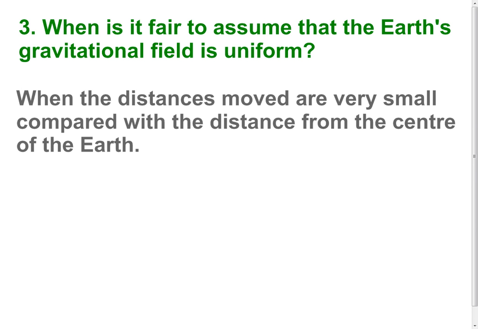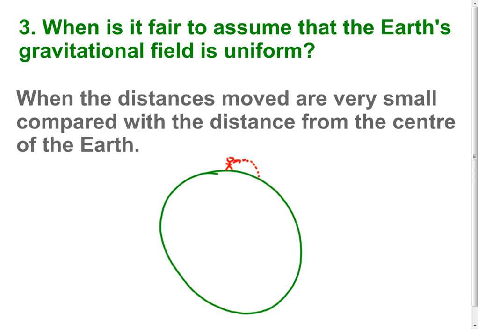Well, here's my answer. When the distances moved are very small compared with the distance from the centre of the Earth. So if we're on the surface of the Earth, let's say, here, as long as there's stuff we're doing, if we're throwing a ball or something like that, trying to work out where it's going to land or anything, as long as the distances moved horizontally and vertically are very small compared with the distance from the centre of the Earth, then we're probably all right. Okay?